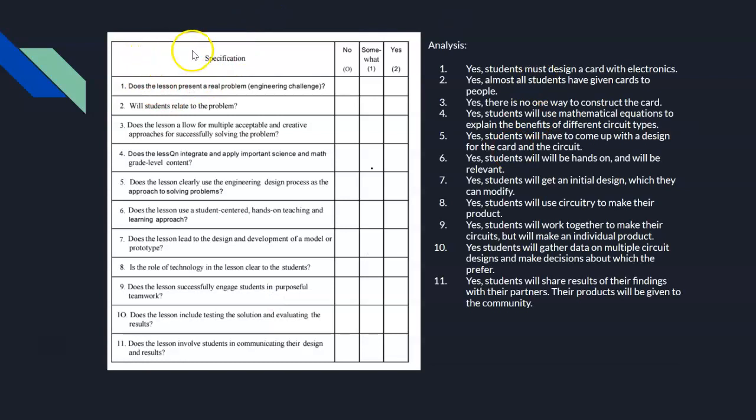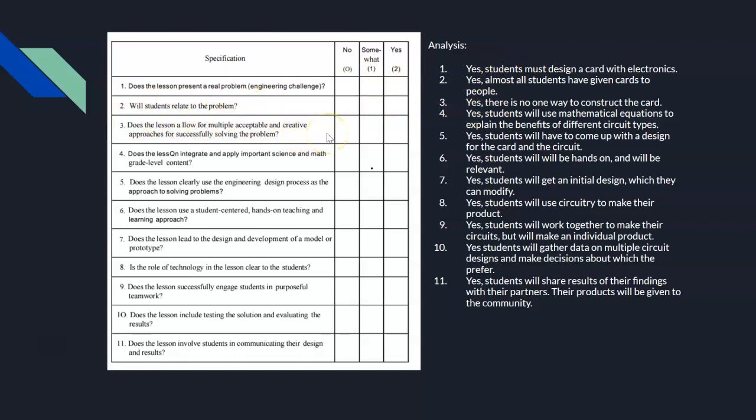So then looking at the lesson as a whole, basically students will have to go through and collect data based on the kind of circuit that they choose, and then make their decision based on that, whether or not they want to do one circuit or the other for their card. So anyway, does the lesson present a real problem? Yeah, they're going to have to create it. They're going to have to choose a different kind of circuit and explain why they want to do it. Will students relate? Yeah, almost all students have given a card to people. If they haven't, it'd be a good learning opportunity.